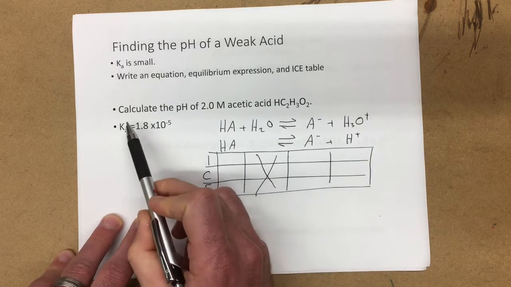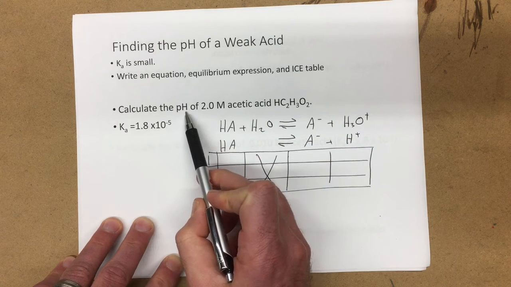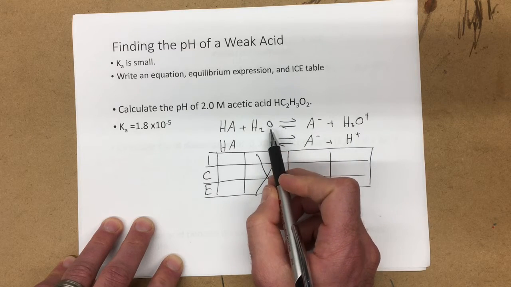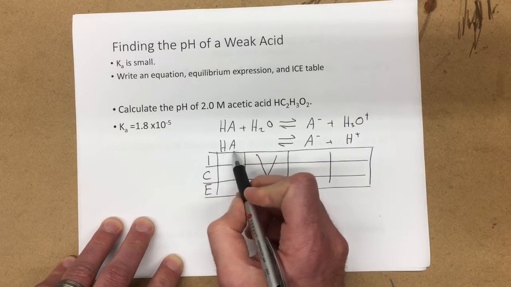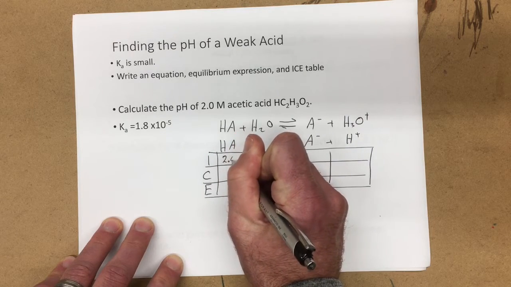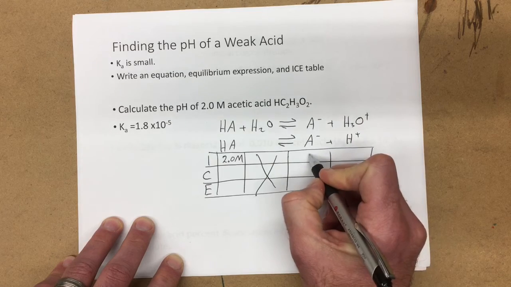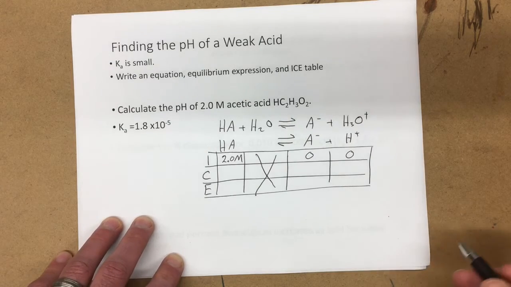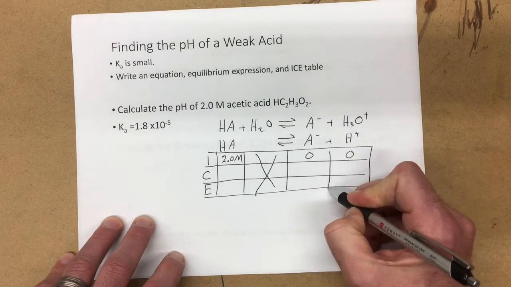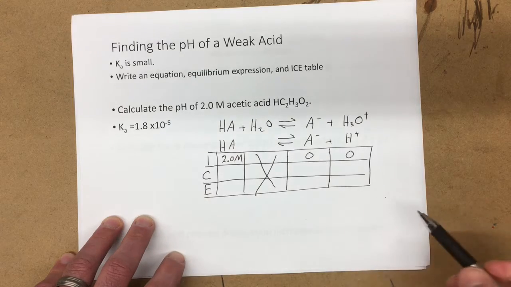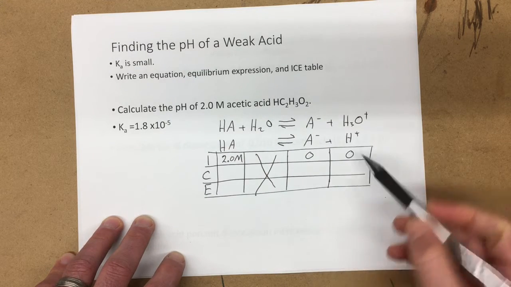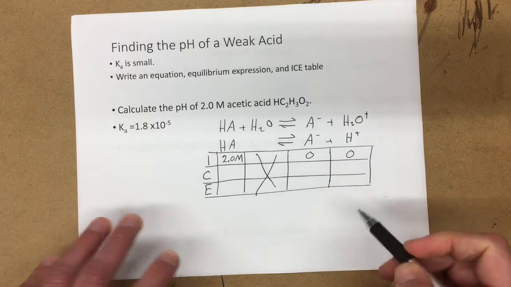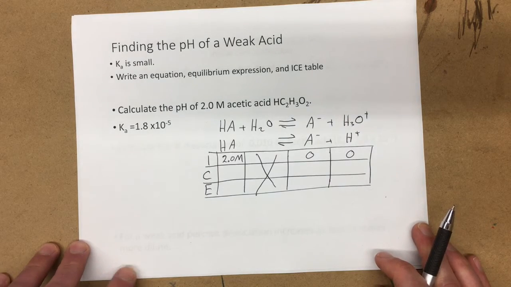All right, so from our problem, let's see what we have. We're trying to calculate the pH of a 2.0 molar acetic acid solution. So the acetic acid is the acid, and its original concentration is 2.0 molar. And then these are going to be starting at 0. So your conjugate base and your hydrogen or hydronium ions start at 0 at the beginning. And our goal in this problem is we want to find the pH. What is pH? pH has to do with the concentration of hydronium or hydrogen ion. So we need to find this box right here. That's what we really need to find in order to be able to find the pH.